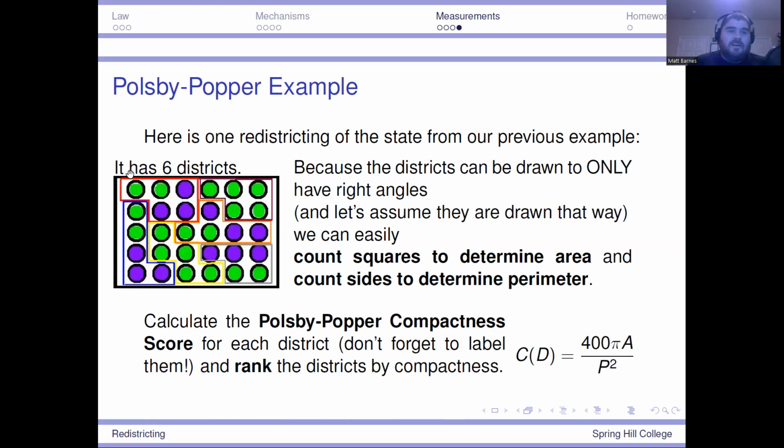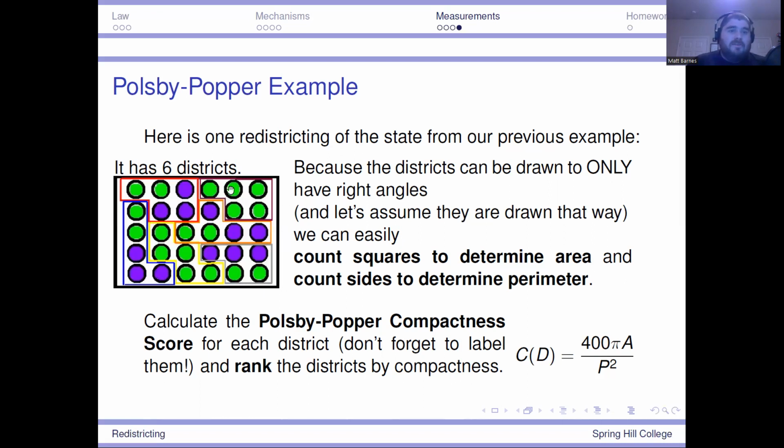However, the perimeter is going to change. So let's start at this top left corner. So I'm going to go 1, 2, 3 across, 4, 5, 6, 7, 8, 9, 10. And I'm back to where I started. So in this case, the perimeter of this district is 10. So I'd plug that in here and get 10 squared. And so I would evaluate this out. 400 times pi times 5 divided by 10 squared. And that would give me my compactness score for that district.